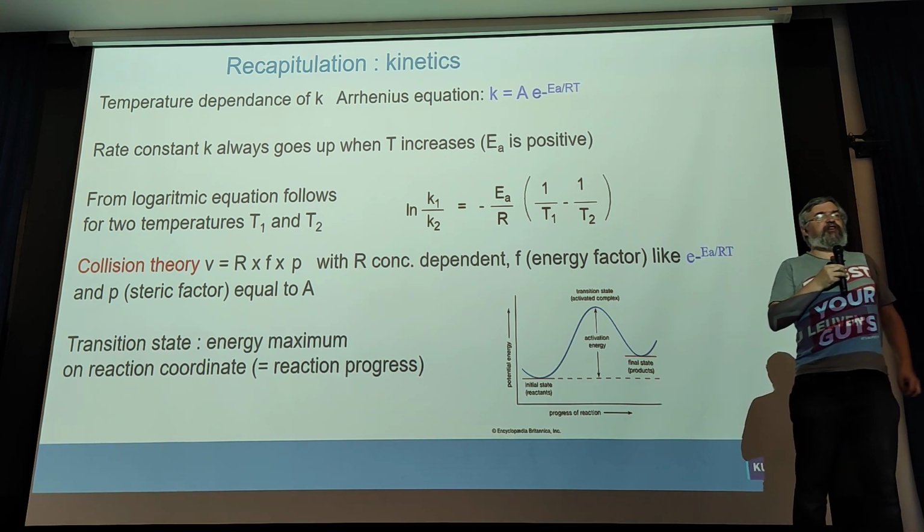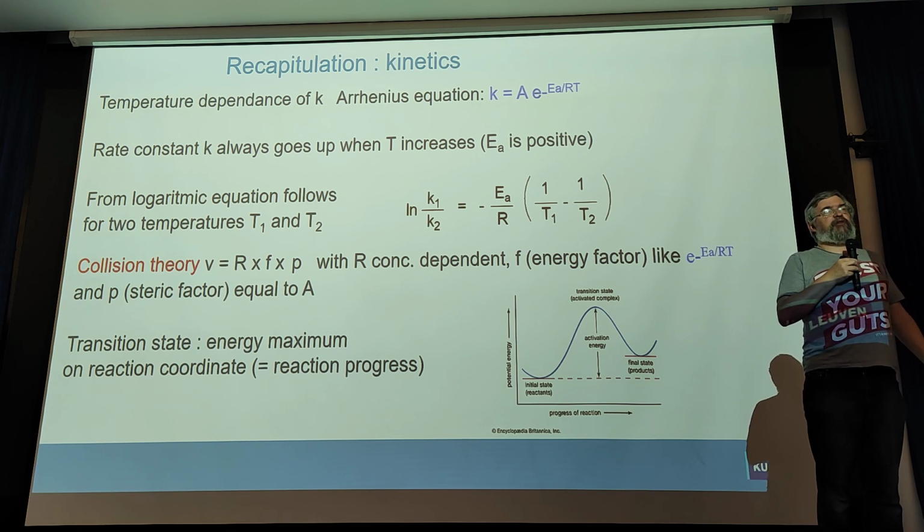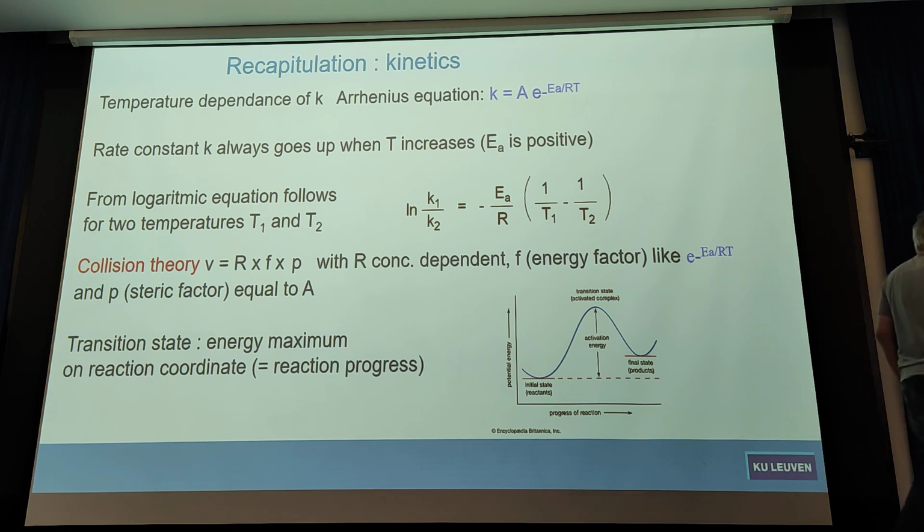Then we discussed two different theories, the collision theory and the transition state theory. In the collision theory, we actually have three factors that govern how fast the reaction is going: the concentration, a frequency factor, so it's Z, the f is an energy factor, similar to the Arrhenius law, and p is a steric factor, which you can say is equal to A, more or less.